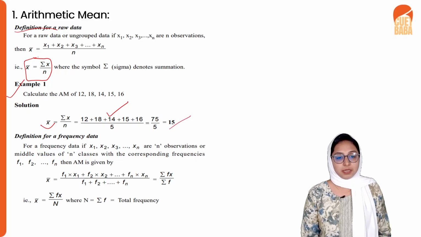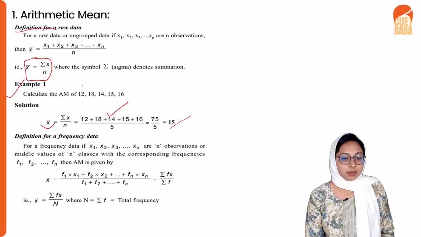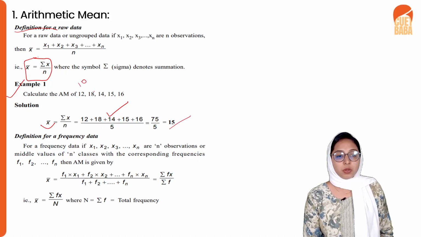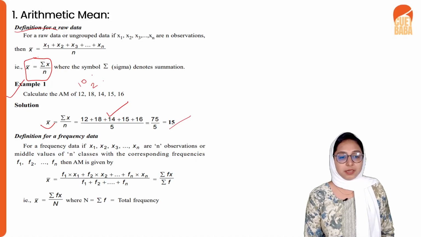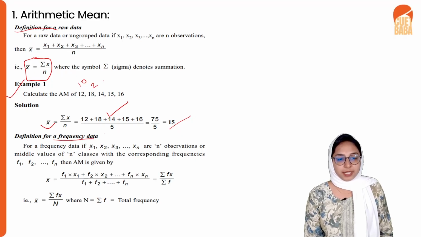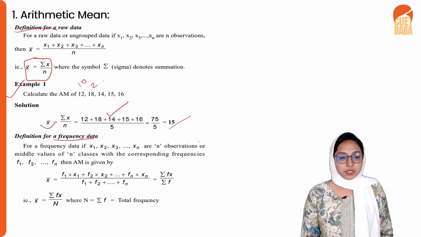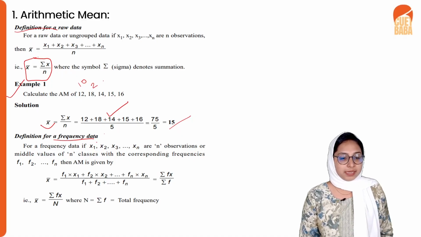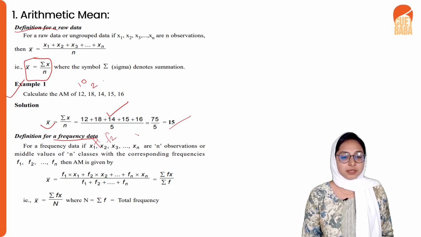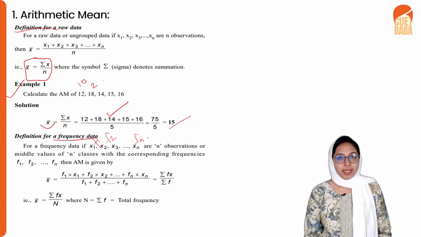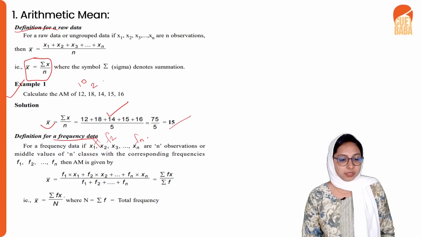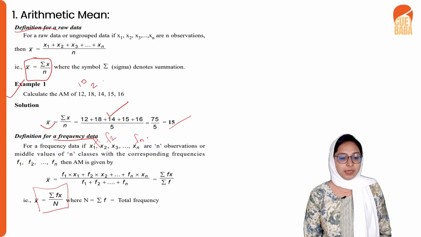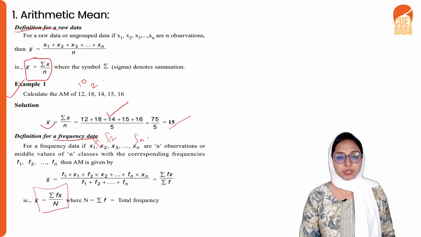But there will be data where 12 will be repeated some 10 times or 18 will be repeated some 2 times. That is called frequency data. Here x1, x2, etc. up to xn are n observations and their frequencies are f1, f2, etc. up to fn. That is, x1 is repeated f1 times, x2 is repeated f2 times, and xn is repeated fn times. To find the arithmetic mean of such problems, we use this equation: x bar is equal to summation fx divided by capital N. Capital N is nothing but the total frequency.